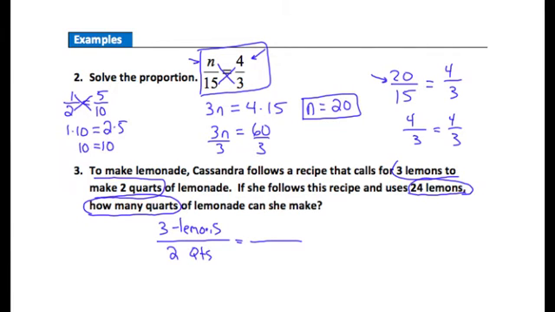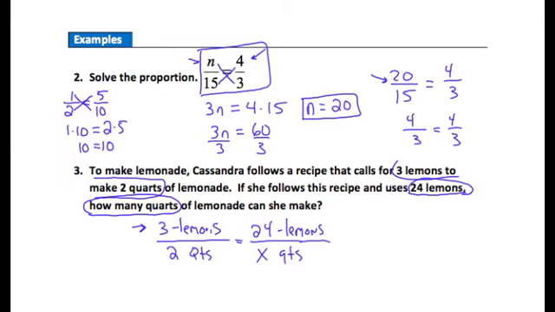So 24 lemons. Since I had lemons in the numerator of this rate, I want to make sure I put the lemons in the numerator of my second one. So there's 24 lemons. And we don't know how many quarts, so we'd say n quarts or whatever variable you want to choose. X quarts. Okay? So now I have my proportion set up.